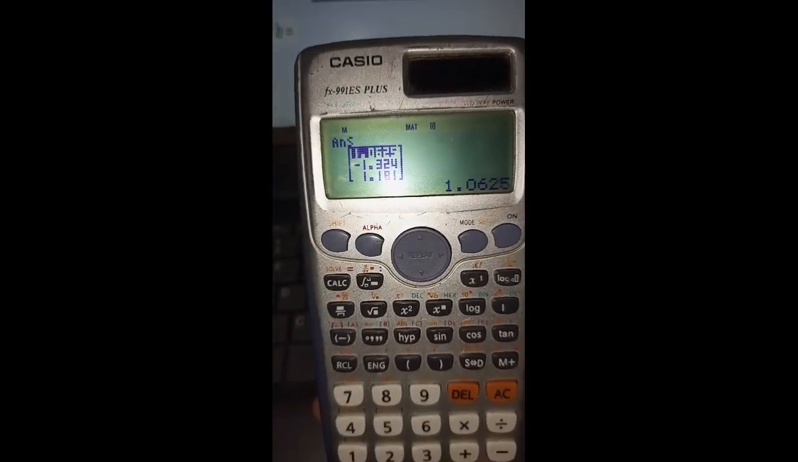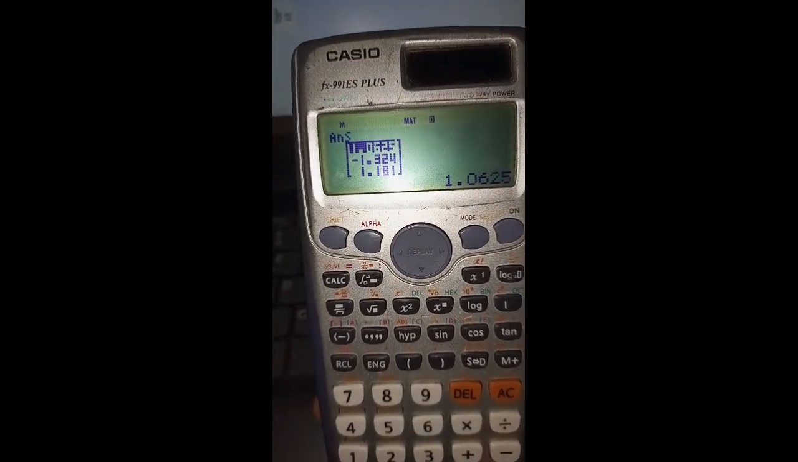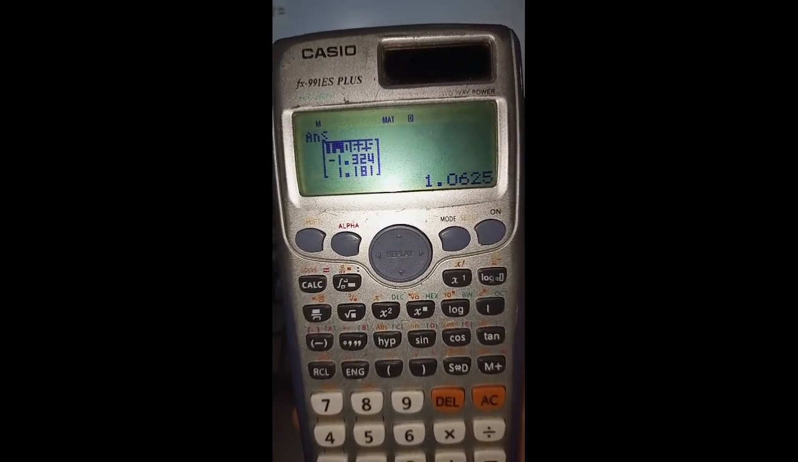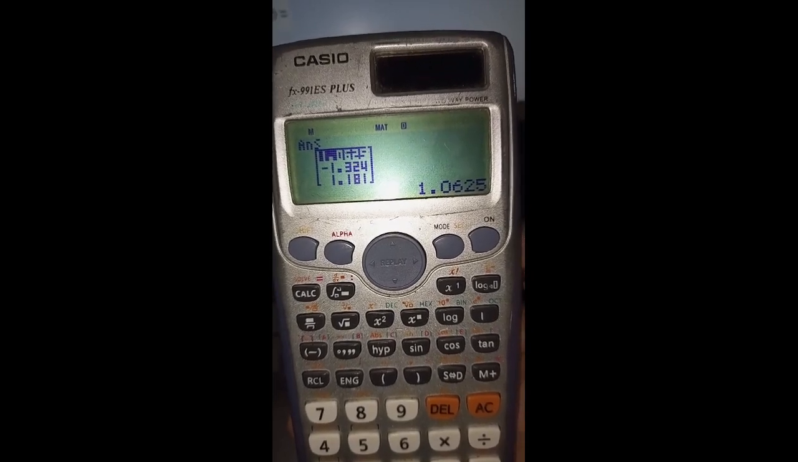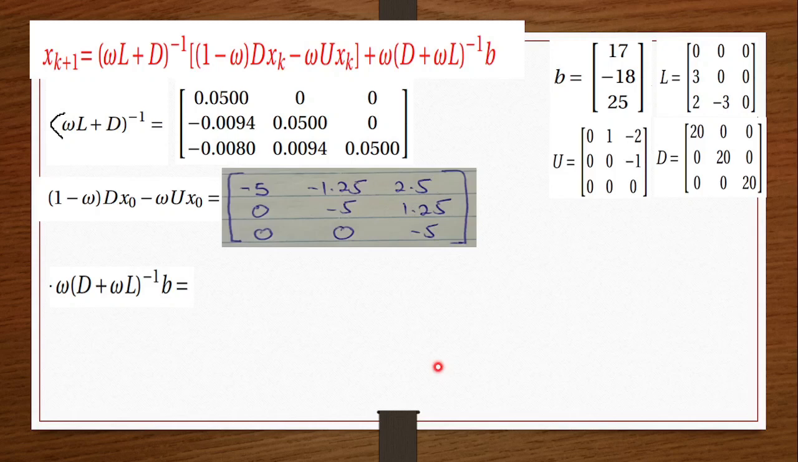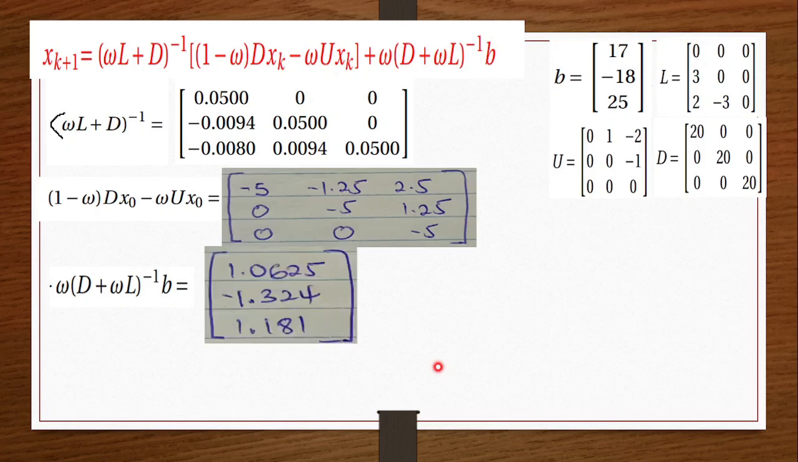So you can see the values that we have: 1.0625, -1.324, 1.181. So that will be our solution for the last term. So let's get back to our presentation. Here on the presentation, let's write out the solution we had from the calculator. So you know that ω(D + ωL) all inverse times b will give us 1.0625, negative 1.324, and then 1.181.